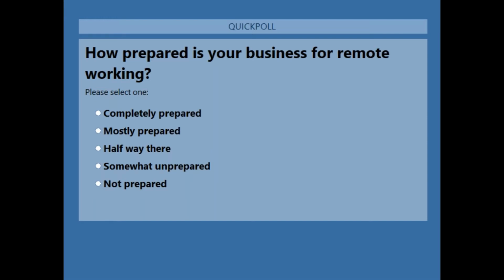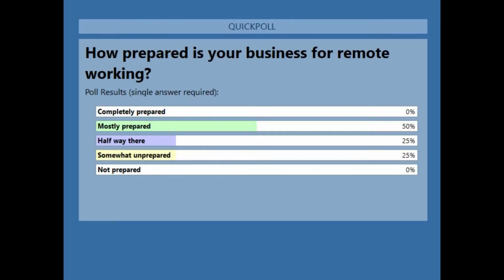I'm going to close the poll and then share the results. So 50% are mostly prepared, 25% are halfway there. I imagine some of you may even be making changes at the moment to the way you're working. So you're going through that process of changing a few bits around, and then 25% of you are somewhat unprepared.